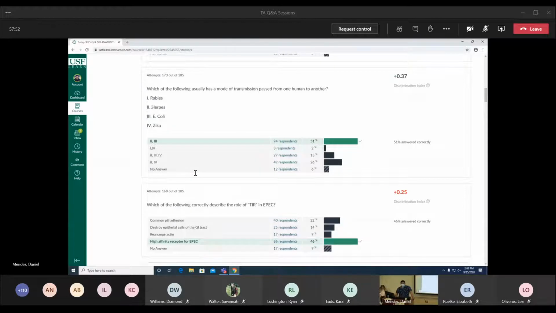Herpes, its highest pass rate is going to be from one human to another. You guys should know that through STDs. And then E. coli. E. coli was kind of the trick one that I threw in there on you all. E. coli is not always passed from one human to another, but it can be.